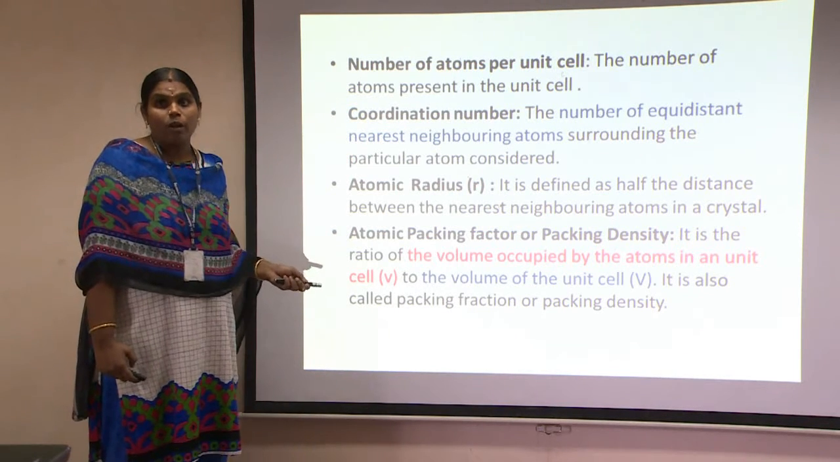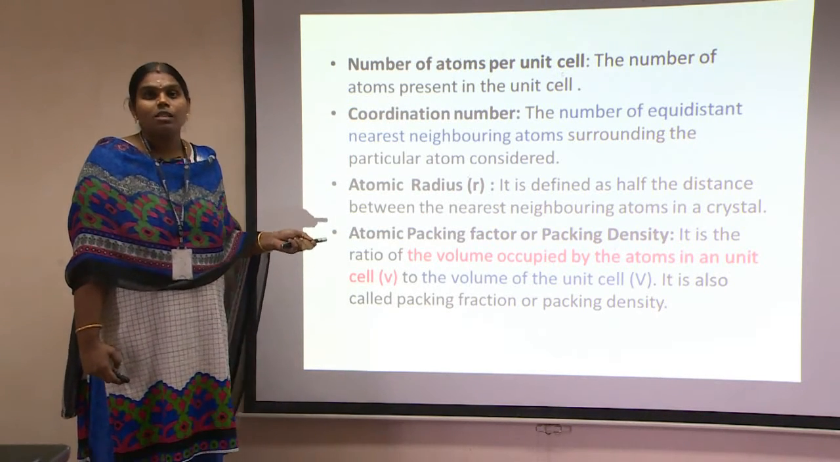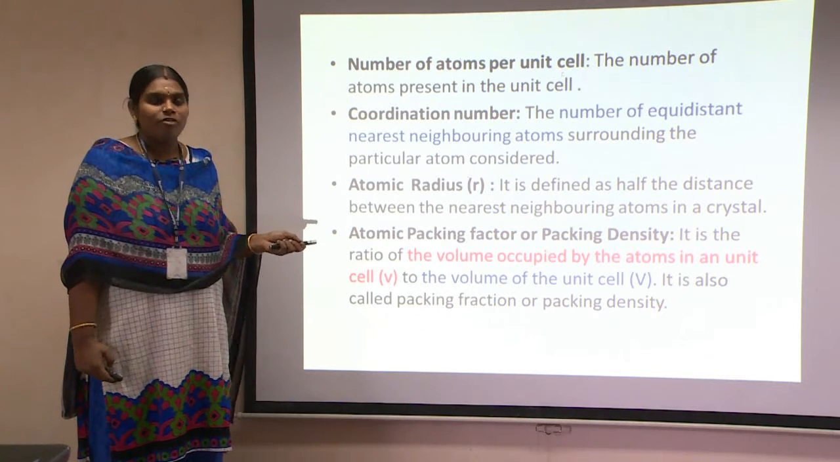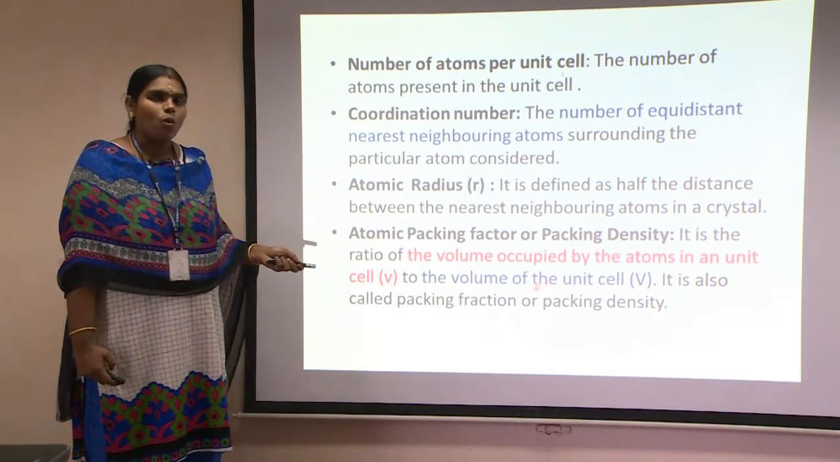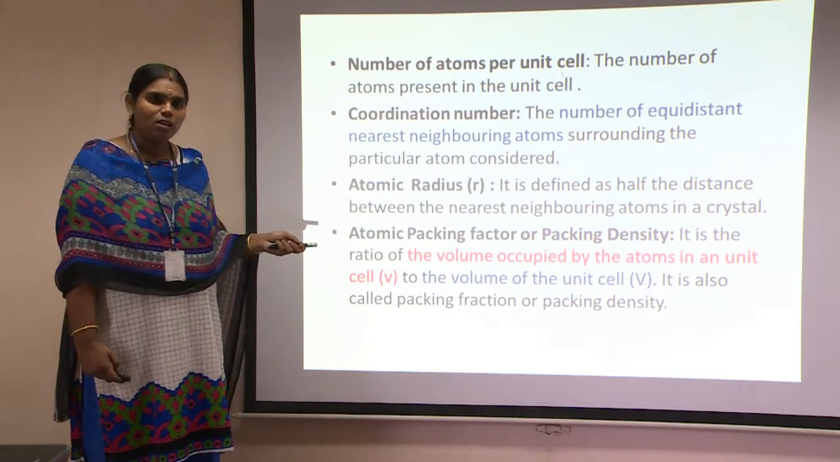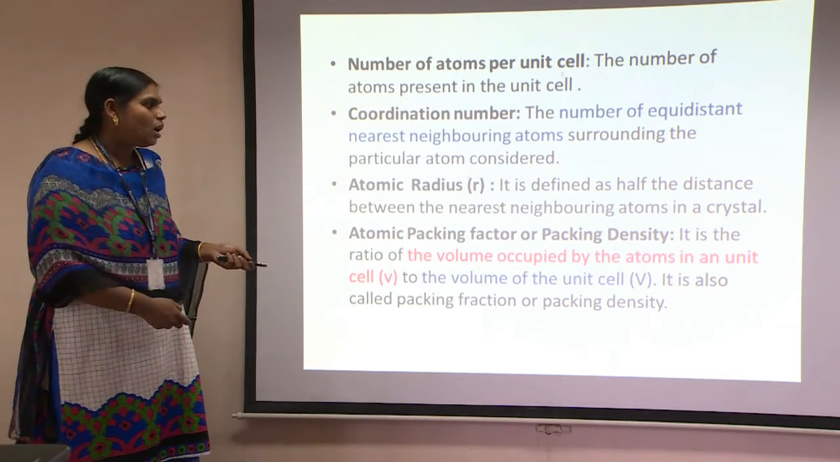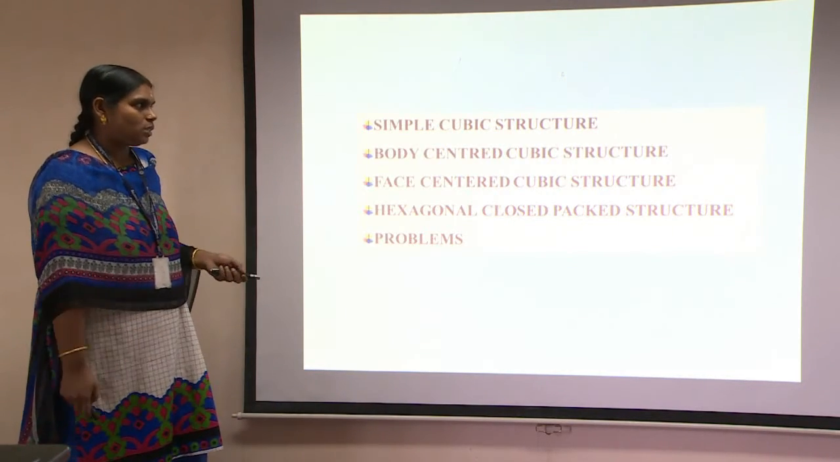So first we are going to calculate how many atoms there are per unit cell. Just multiply with the volume of a sphere, that will give you the volume occupied by the atoms in a unit cell. That is how we calculate the packing factor or packing density.